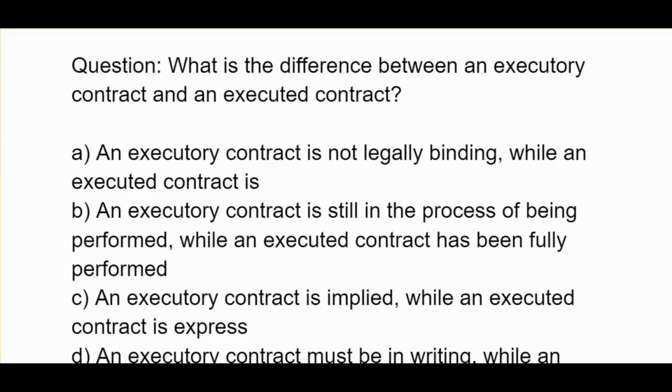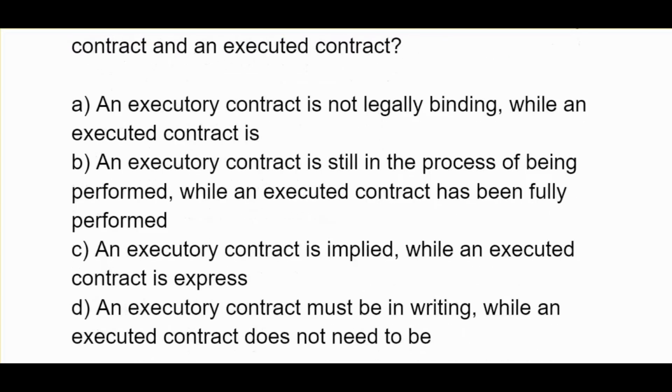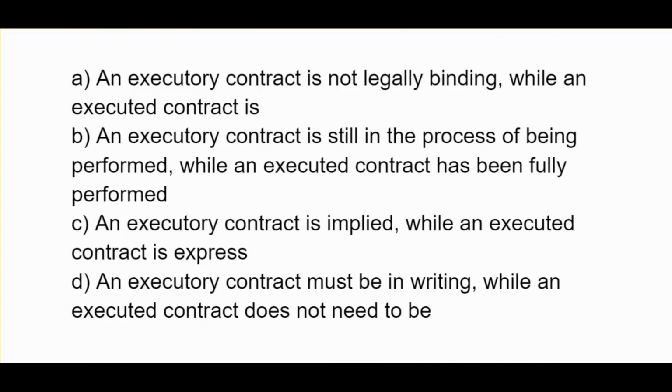What is the difference between an executory contract and an executed contract? A, an executory contract is not legally binding, while an executed contract is. B, an executory contract is still in the process of being performed, while an executed contract has been fully performed. C, an executory contract is implied, while an executed contract is express. D, an executory contract must be in writing, while an executed contract does not need to be.